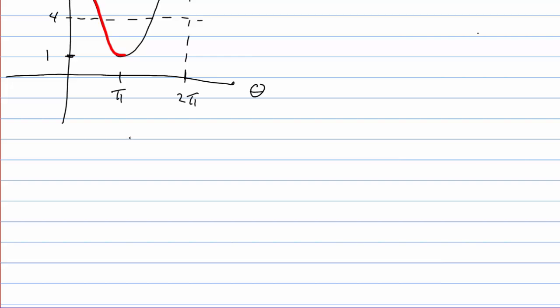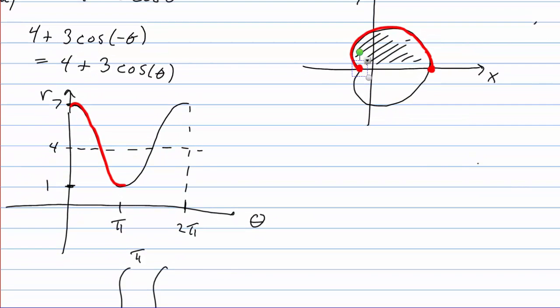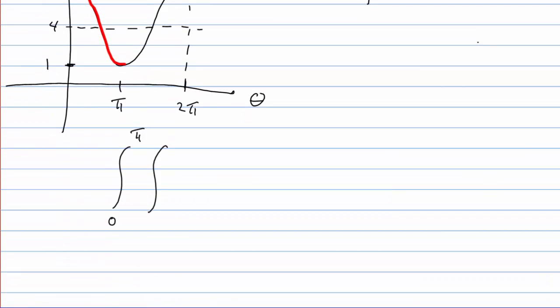We would say, well, we go from 0 to pi. We need bounds on r. For any angle between 0 and pi, if we take some ray at that angle, we see that the inner boundary is 0 and the outer boundary is 4 plus 3 cosine theta. And we would have 1 r dr d theta.